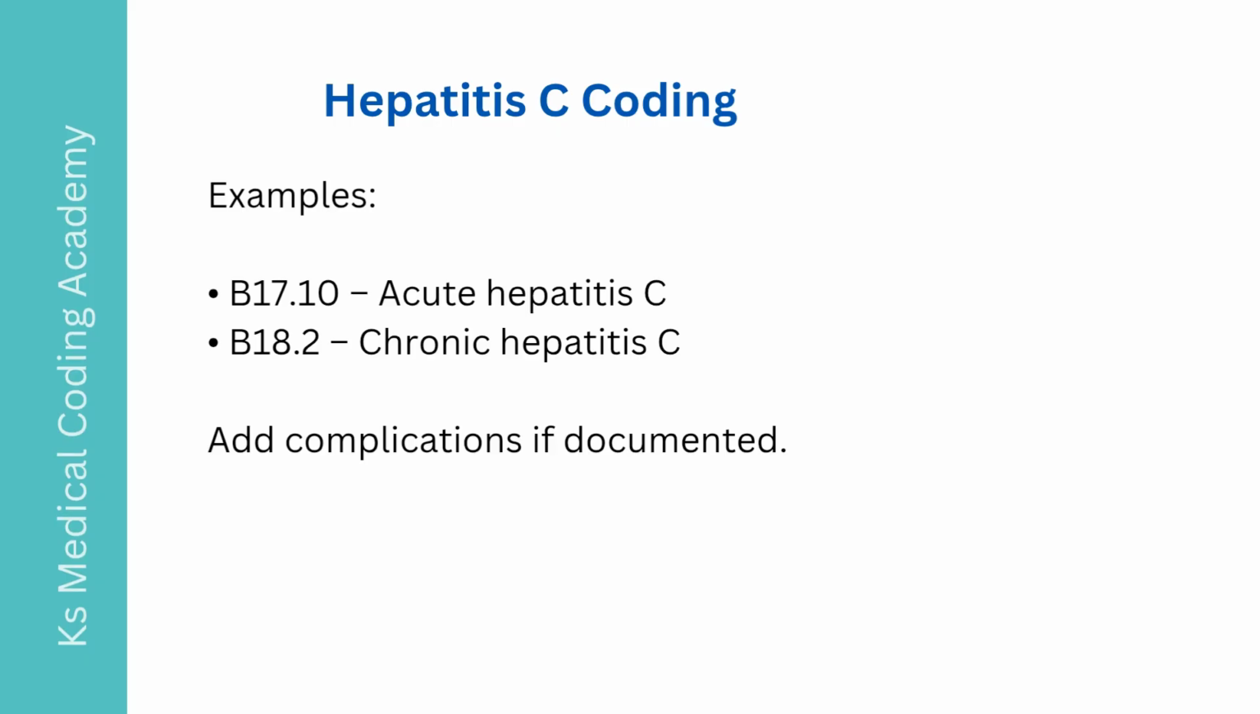Hepatitis C coding. Acute hepatitis C is coded as B17.10. Chronic hepatitis C is coded as B18.2. Always add any documented complications.